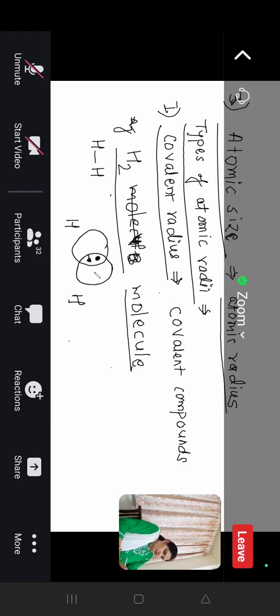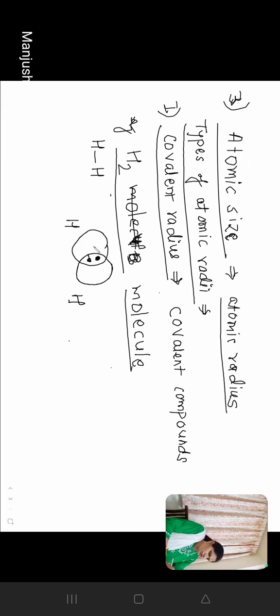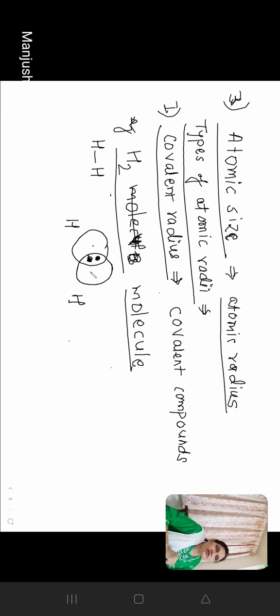Therefore, scientists discovered that if we take internuclear distance, now these two are electrons and they are shared between two atoms. This is how covalent bond is formed. Covalent bond is formed by sharing of electrons. Because how many electrons are there in one hydrogen atom? One. Correct. Very good.